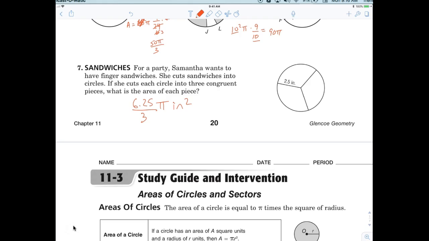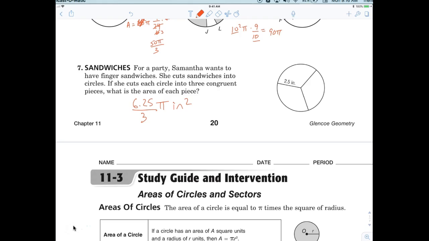Now the reason why I just went ahead and divided by 3 again is for the same principle as before. 5 squared and 3 do not have any common factors. Therefore, I know I'm not going to be able to reduce the fraction.